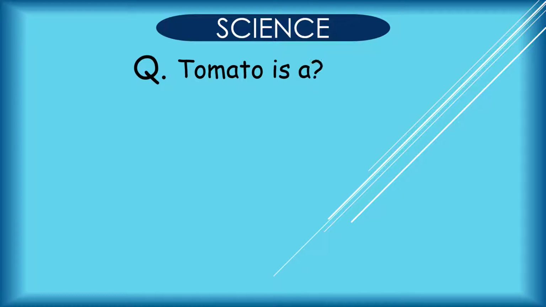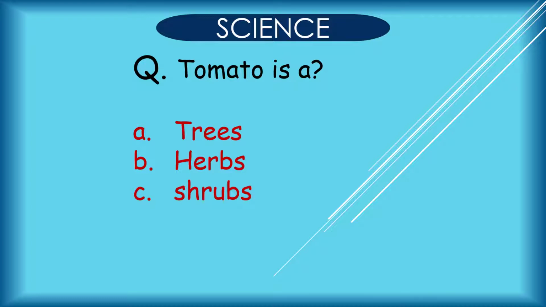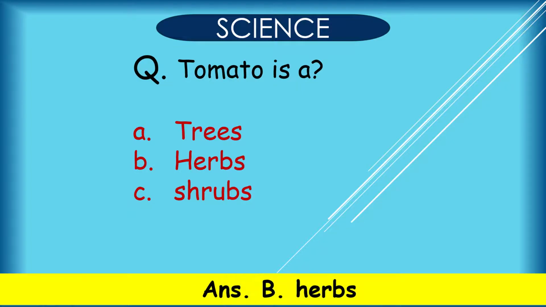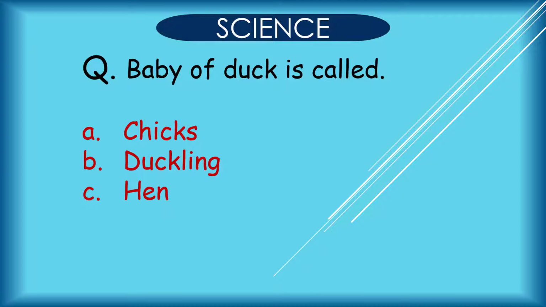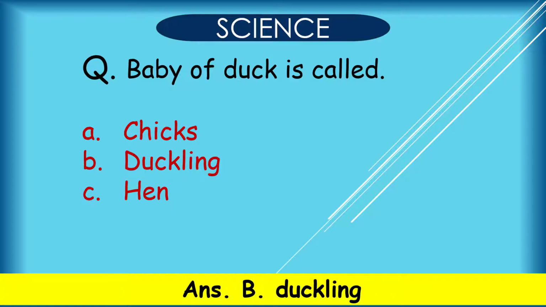Question: Tomato is A, trees. B, herbs. C, shrubs. Correct answer is B, herbs. Question: Baby of duck is called A, chicks. B, duckling. C, hen. Correct answer is B, duckling.